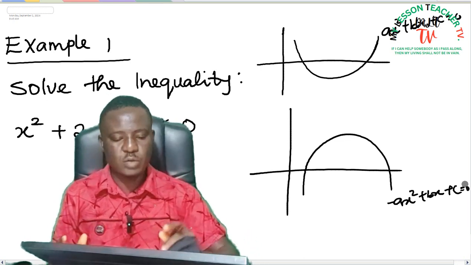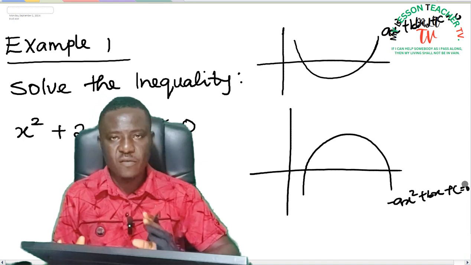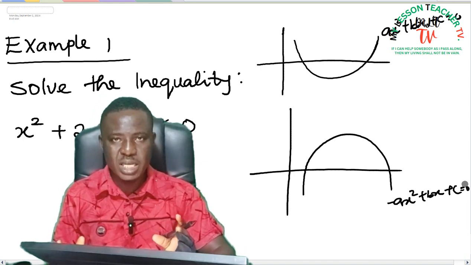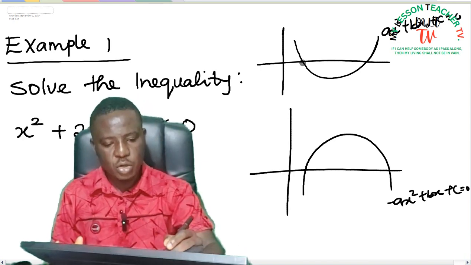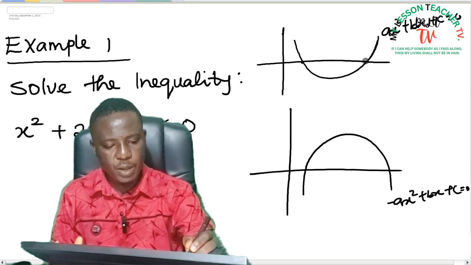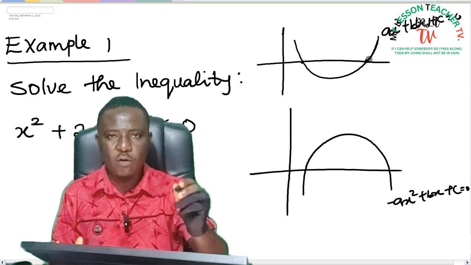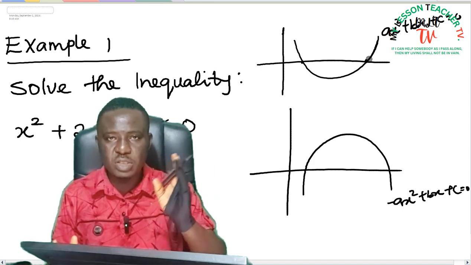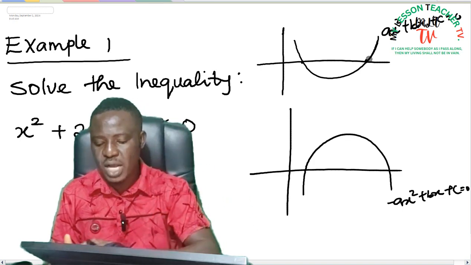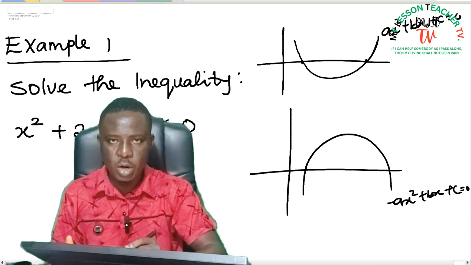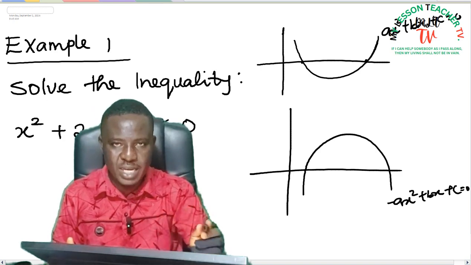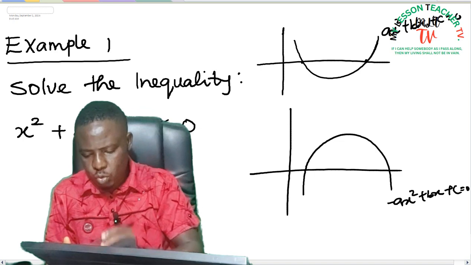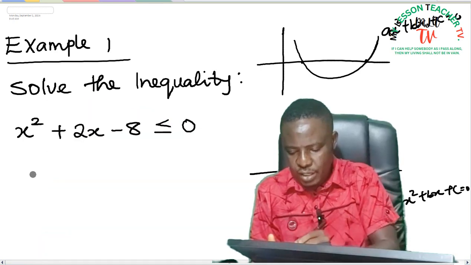So all we are going to do is to find the zeros of the inequality. Finding the zeros of the inequality entails that you get the intercept of the graph on the x-axis. So that gives us the zero of the inequality. By factorizing this quadratic expression, we shall get the zeros of the inequality. So let's do that. Let's find the zeros of the inequality.